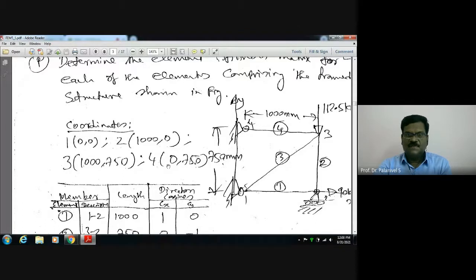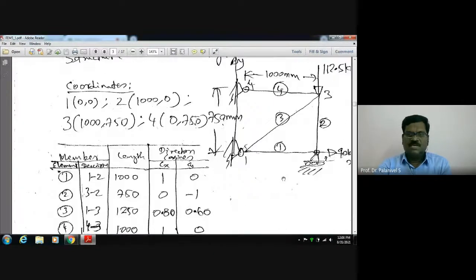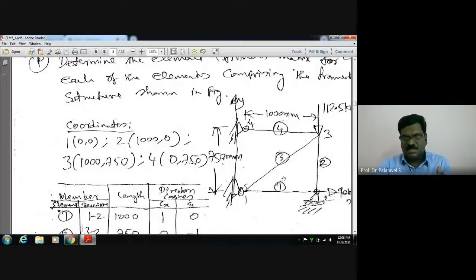X value is 0, comma, Y value is 750 mm. So 750, I have written. So we have written the coordinates. Even if you take Y down, no problem. Y is upward from 1000 here, 750 here. It's okay, do not get confused. Only the sign convention we are adopting is for the direction of deformation.